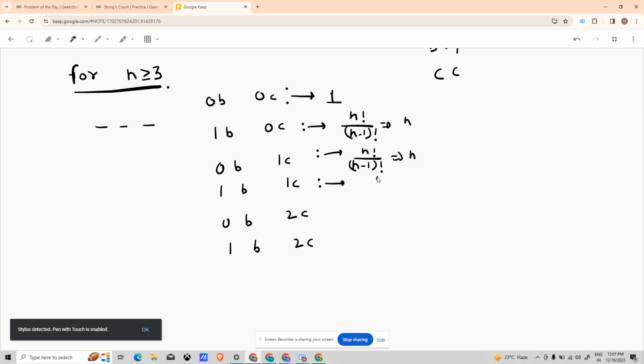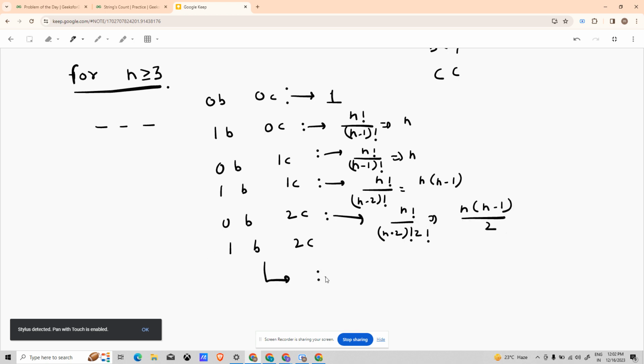Similarly, for this one, n factorial by, now there are only n minus 2 As present, so n minus 2 factorial, 1 factorial, that equals 1, so it would be n into n minus 1. For this case, it would be n factorial. Now also n minus 2 As are present, n minus 2 factorial. But here comes the additional term of 2 Cs because 2 Cs are also identical. So 2 factorial. It would equal n into n minus 1 by 2.